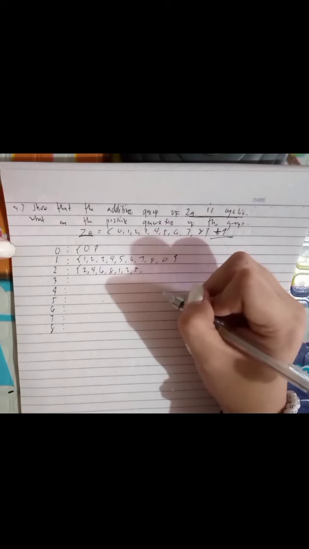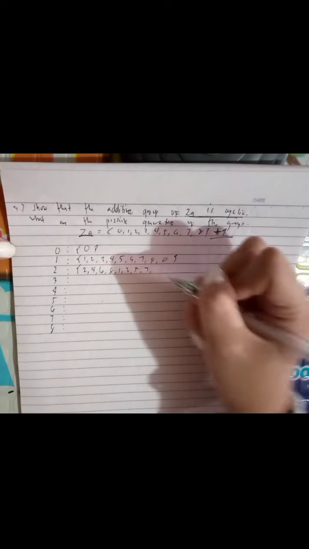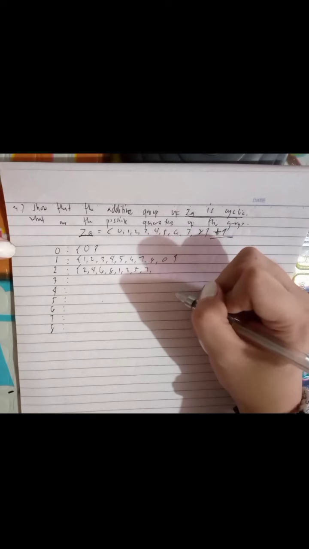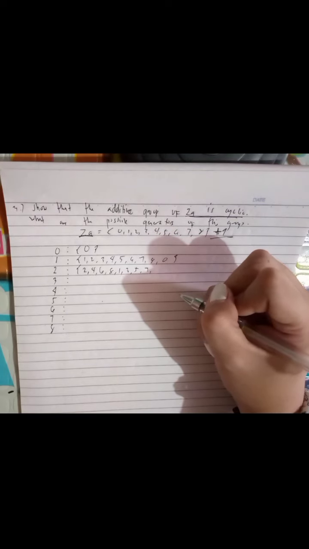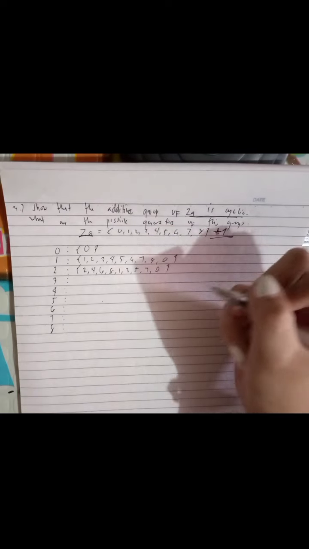2 raised to 8 is 16. Modulo 9, so 7. 2 raised to 9 is 18. And modulo 9, so we have 0. So, stop na tayo. Then, proceed na tayo sa element ng 3.